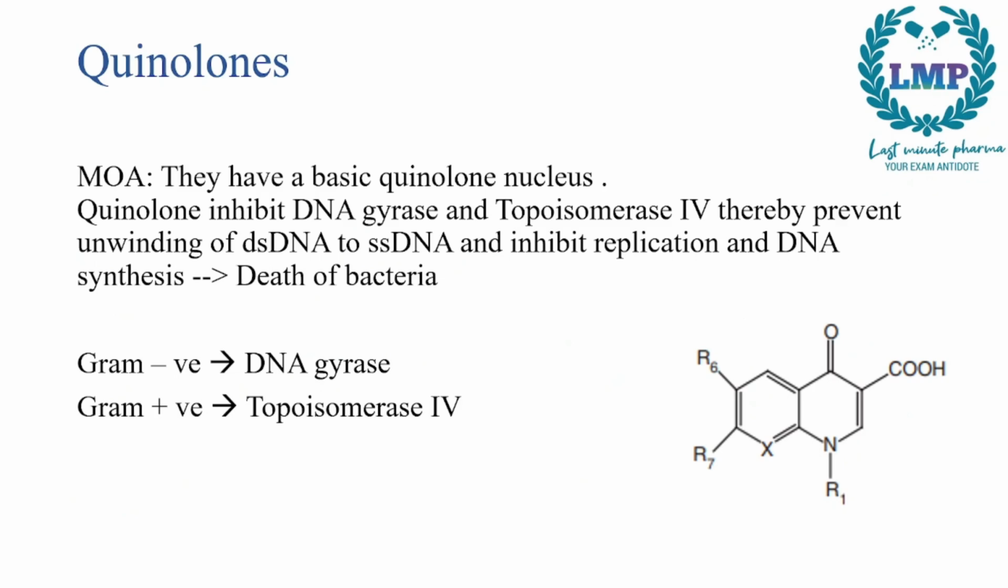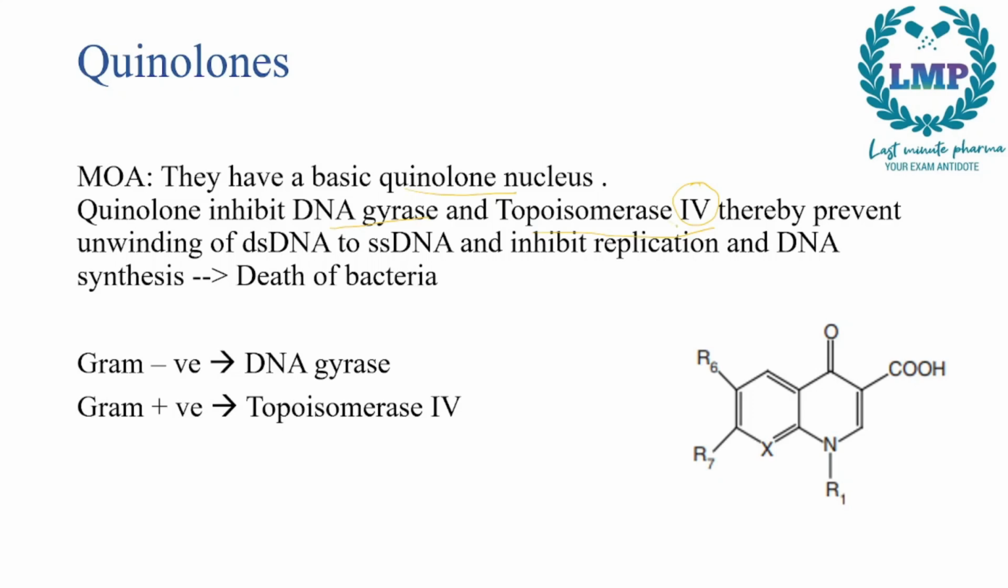Now let us look at the mechanism of action of quinolones. So the mechanism of action of quinolones is that they have a basic quinolone nucleus, as we said, 4-quinolone. It inhibits DNA gyrase and topoisomerase 4. So please remember DNA gyrase and topoisomerase 4. Here 4 is very important because there are other topoisomerase enzymes as well.